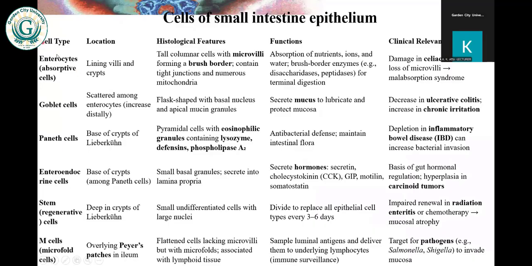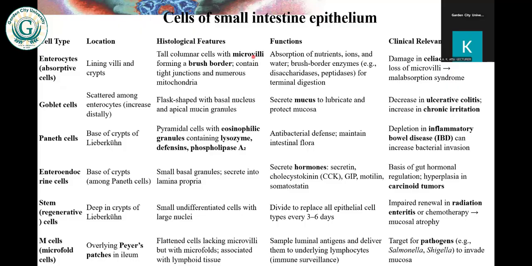I just want you to note that within the small intestines, in the mucosa and epithelium, there are several cells. I've already mentioned some of them. For example, the enterocytes, or the absorptive cells. These are the columnar cells that have microvilli. They are absorptive, of course, so they help in the absorption of our nutrients.